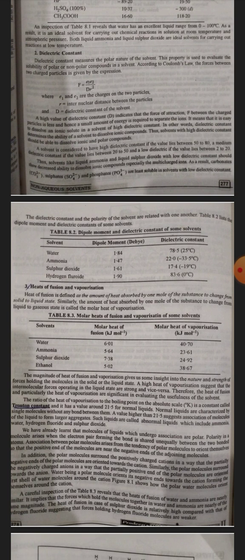Dielectric constant. Dielectric constant measures the polar nature of the solvent. The property is used to evaluate the solubility of a polar or non-polar compound in a solvent. According to Coulomb's law, the force between the charged particles is given by this expression: F equals e1 e2 upon D r square. Here e1 and e2 are the two charged particles, r is the intermolecular nuclear distance between the particles, and D is the dielectric constant of the solvent.